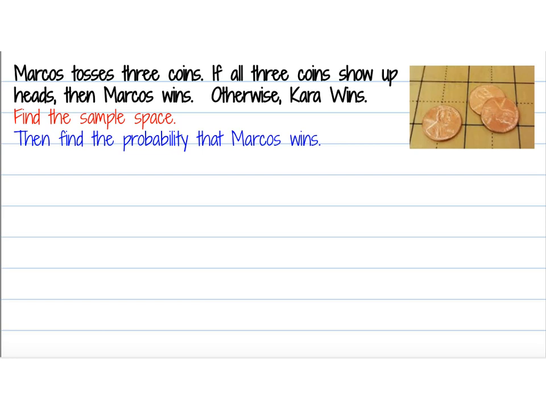The first time that he tosses the coin, he could get heads or tails. Now he's on to the second flip. He got heads the first flip. He flips the coin again. What could he get? Well, he could get heads or he could get tails. Let's say he flipped tails the first time. Well, then when he flips the second time, he could get heads or he could get tails.